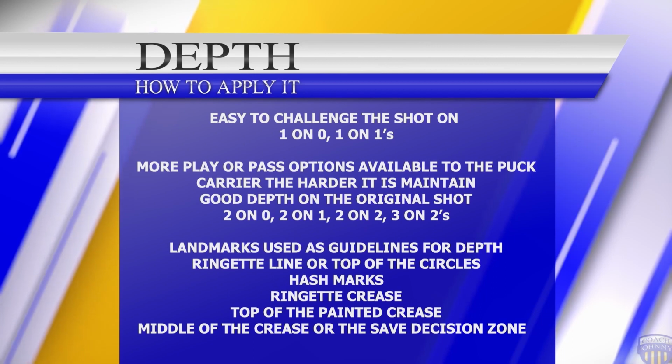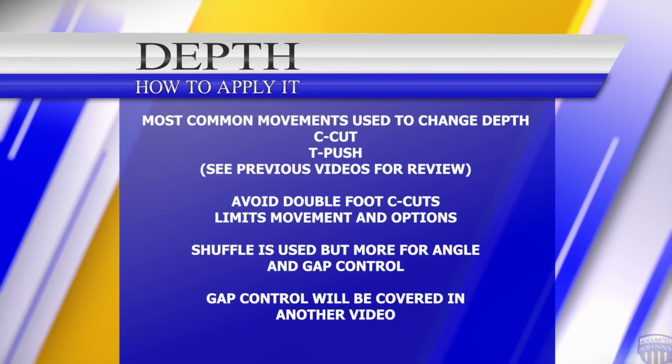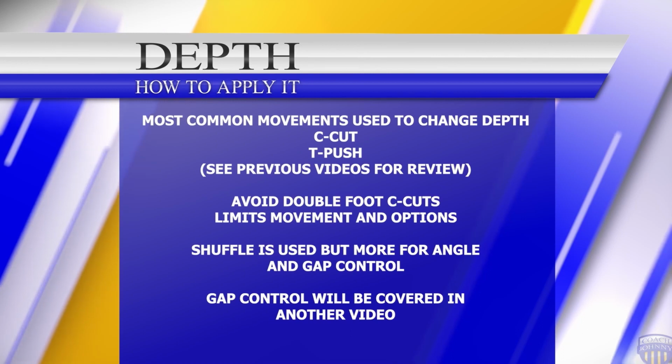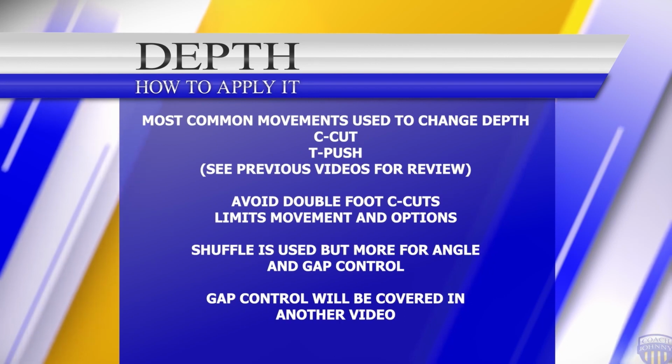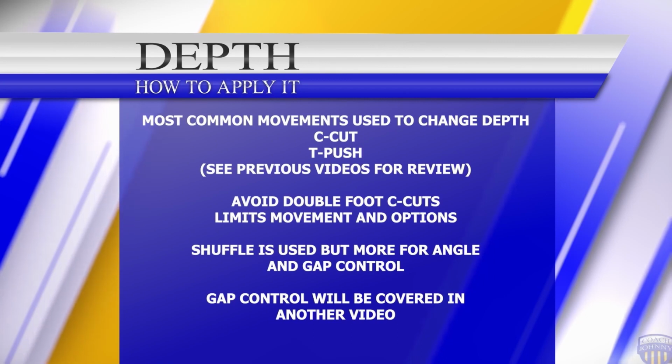The new visual cue we're going to use this time is also the middle of our crease, or the save decision zone. We can gain depth with a few different types of footwork, but the most common ones are C-cuts and T-pushes. I have videos covering these basic movements if you're unfamiliar with them. Each movement has an appropriate time and place, but as a general rule of thumb, you want to avoid a double-footed C-cut to gain space, as it is really hard to make any other movement until you complete this movement.